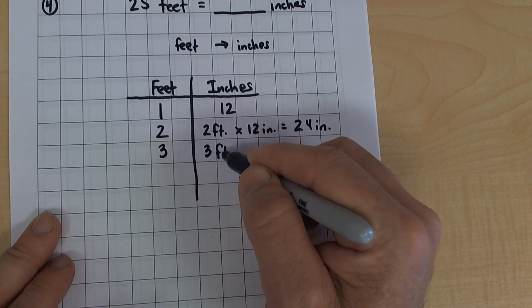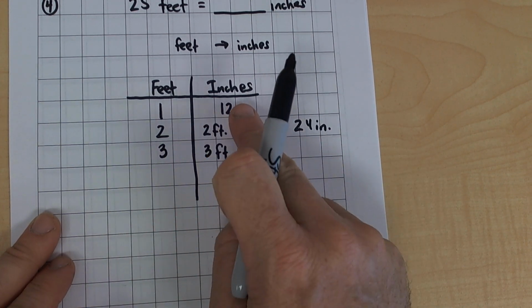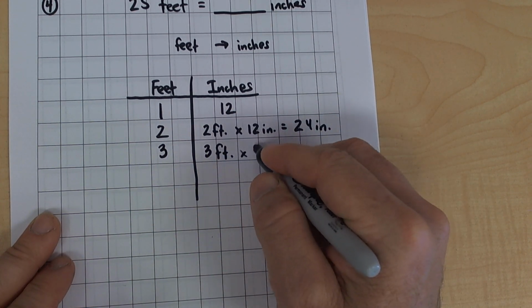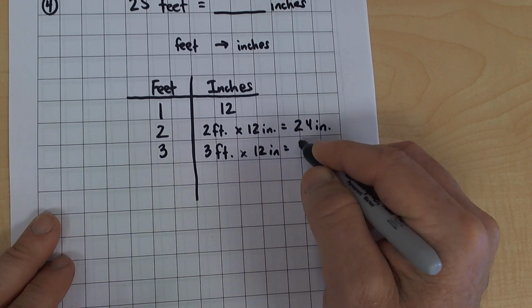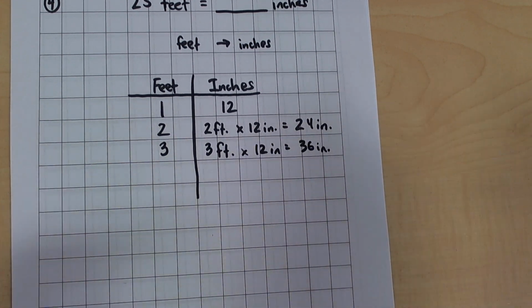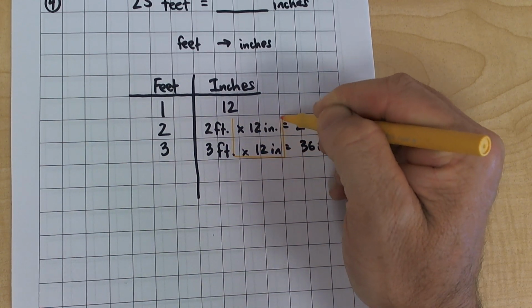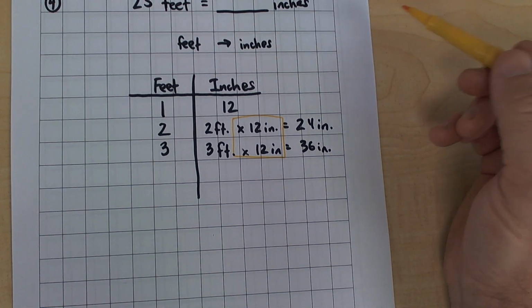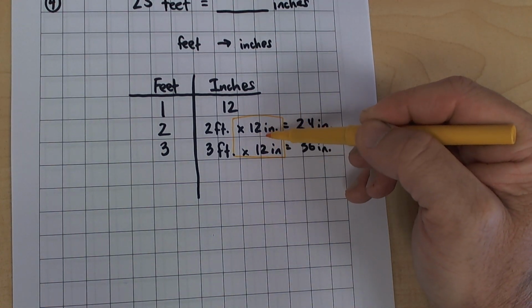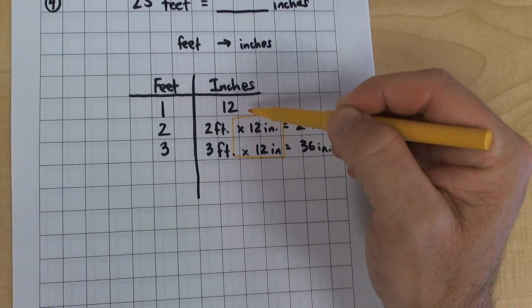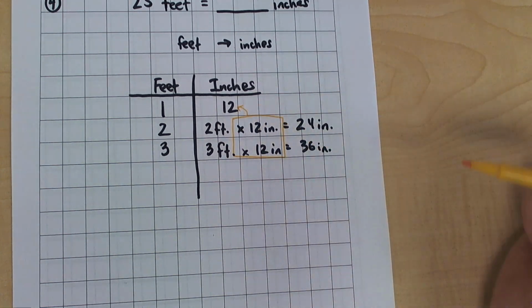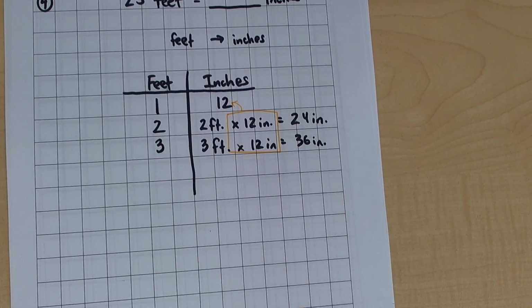3 feet times 12 inches equals 36 inches. And again, you'll notice there's a repeating pattern. I'm multiplying by 12. This time by 12 because 1 foot is 12 inches. See that? 1 foot is 12 inches.